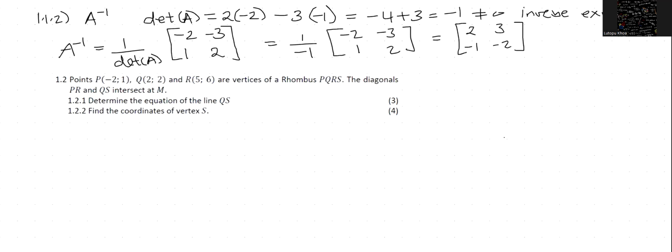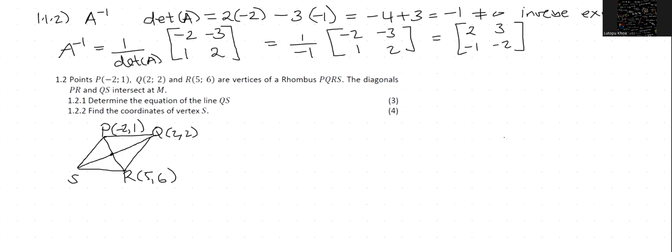Okay, question 1.2, we are given points on a rhombus. So with these shapes, nobody is going to define them for you. So we expect you to know what makes a shape a rhombus. So this point P is -1, -2, 1. And then we have 2, 2. We have 5, 6. Okay, and we are told that these diagonals meet at a point M over here.